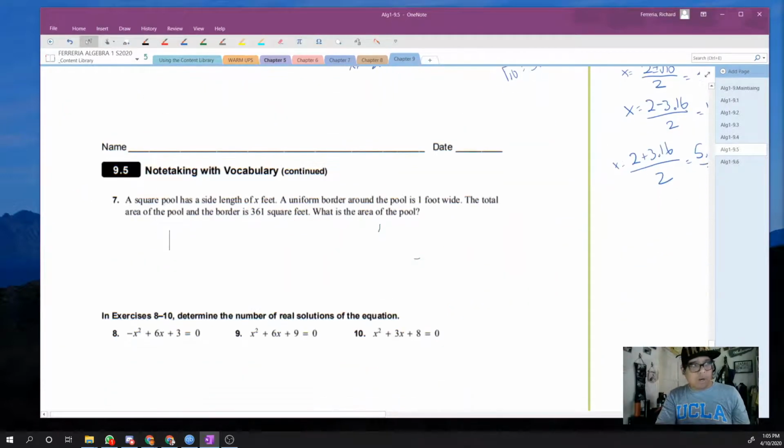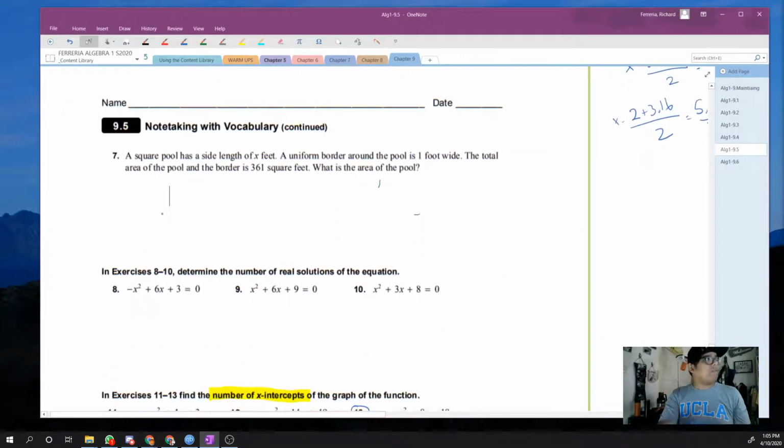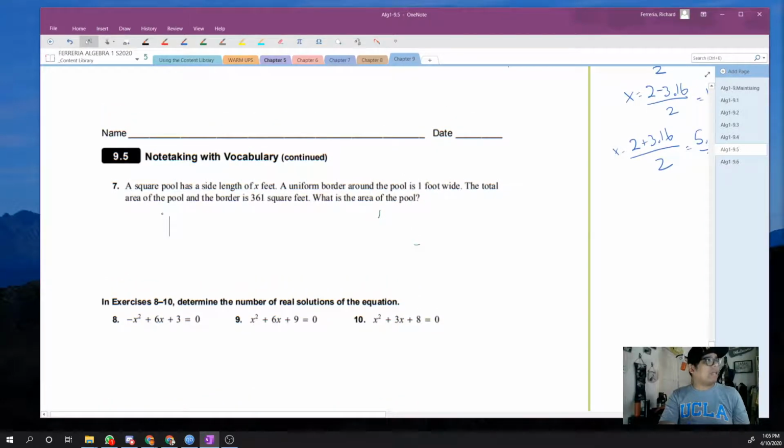Moving on to our word problem, question 7. We've got a square pool with a side length of x feet. A uniform border around the pool is going to be 1 foot wide. And then the total area of the pool is going to be 361 feet. Sorry, the area of the pool and the border.